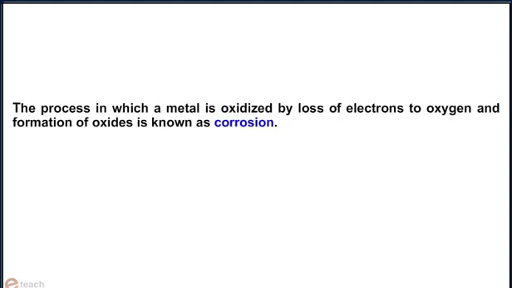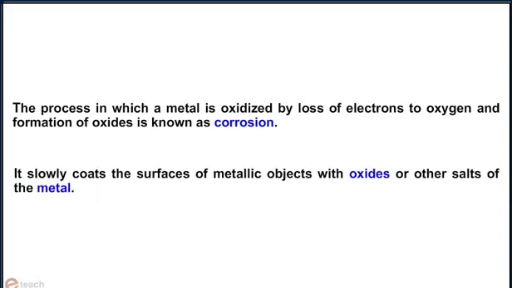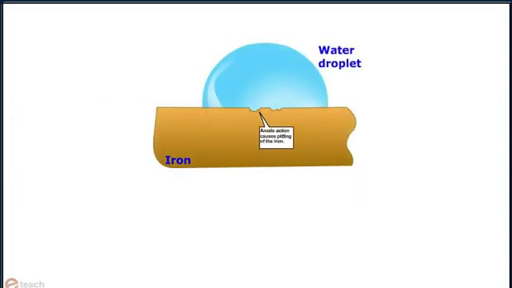Process in which a metal is oxidized by loss of electrons to oxygen and formation of oxides is known as corrosion. It slowly coats the surfaces of metallic objects with oxides or other salts of the metal. The given figure shows the corrosion process.